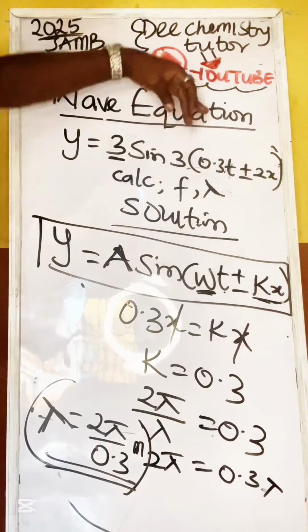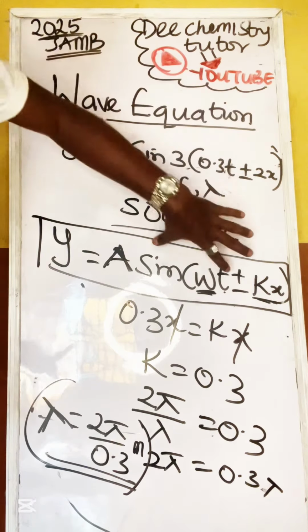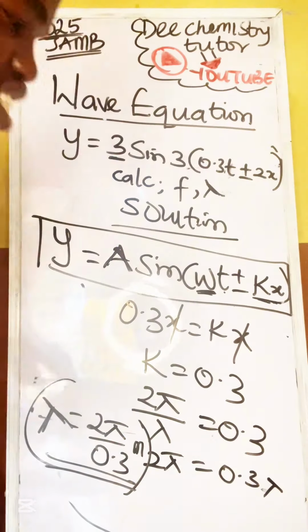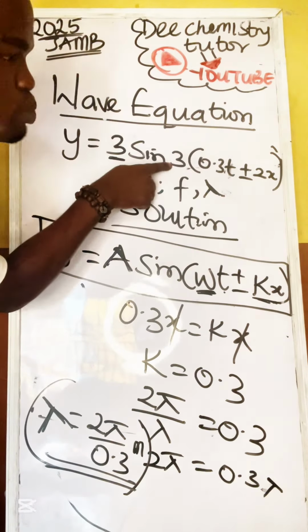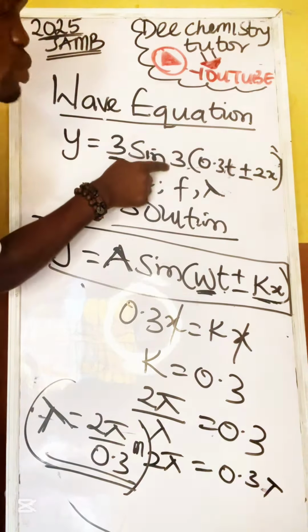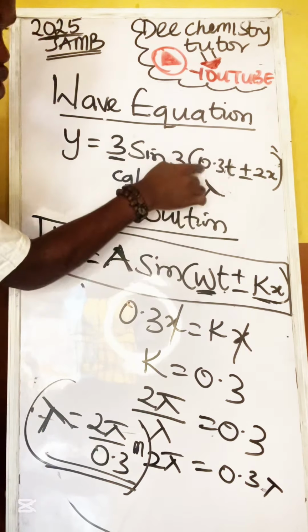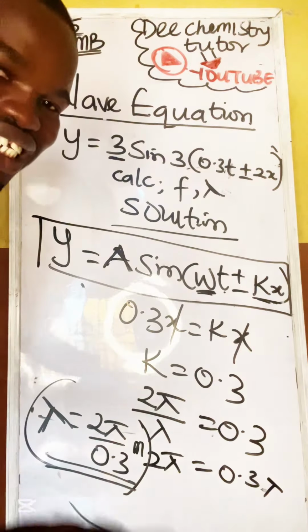Now, does this fit into our general equation? No, it does not fit. That is why you have to open this bracket. The moment you don't open this bracket, you will miss it. You will go and compare Wt equals 0.3t, and you have banged it automatically.